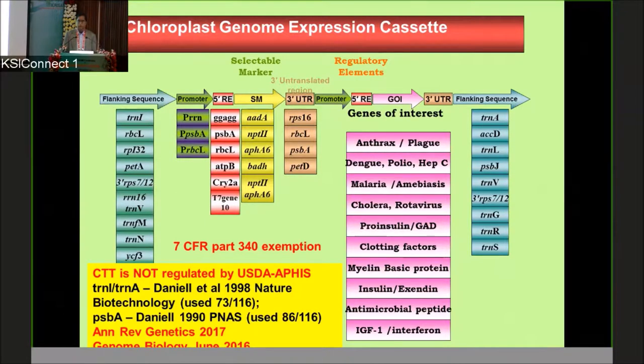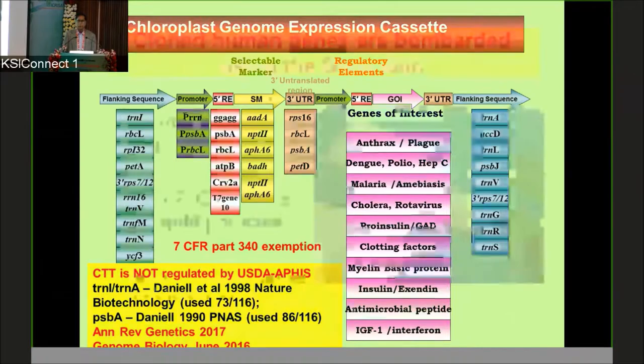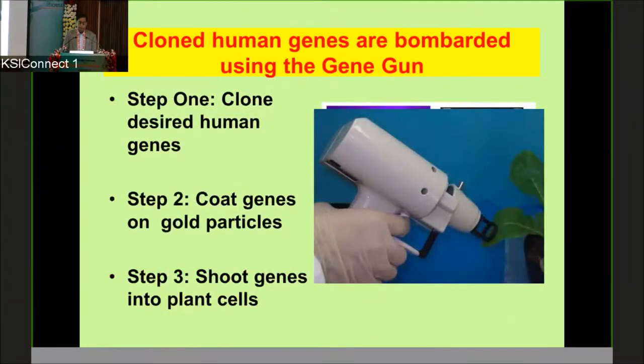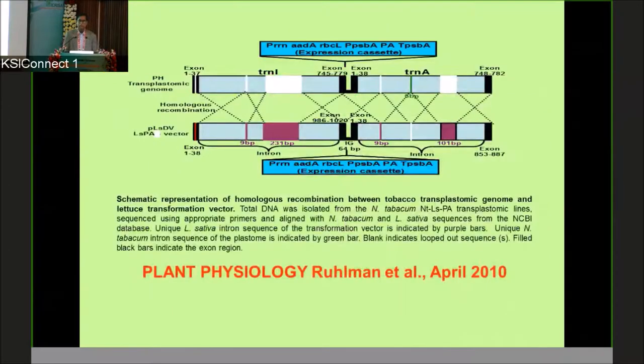Interestingly enough, this method is exempted from USDA APHIS regulations because we do not use any plant pathogen. We use chloroplast regulatory regions, so it's all native sequences. The foreign DNA is not inserted using any of the pathogenic approaches. The method is simple: we coat these cassettes, plasmids, on gold particles, we shoot them in, and these flanking sequences and regulatory sequences are highly site-specific.